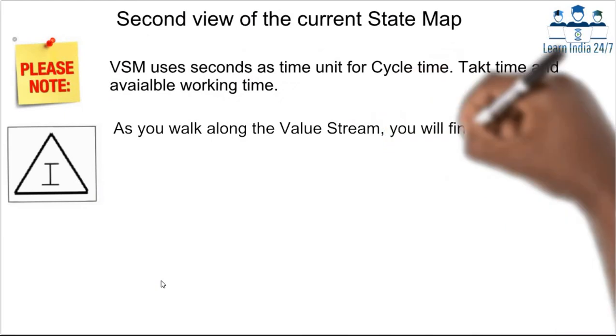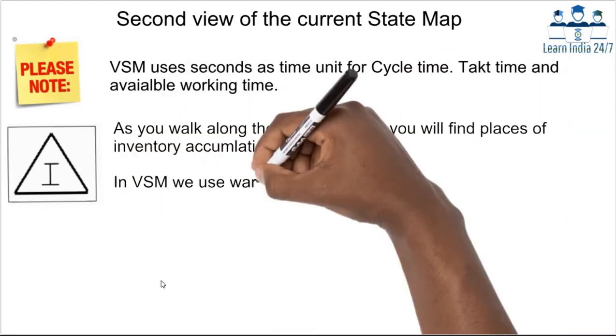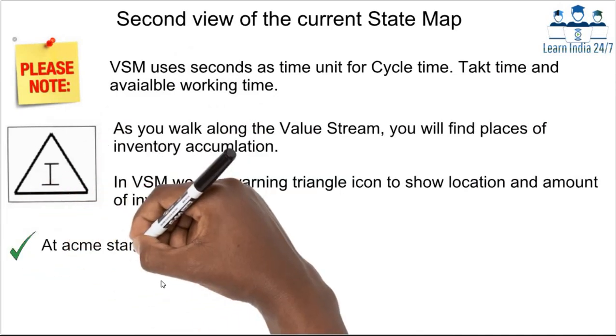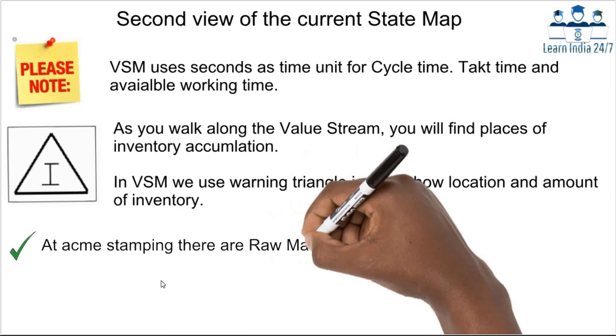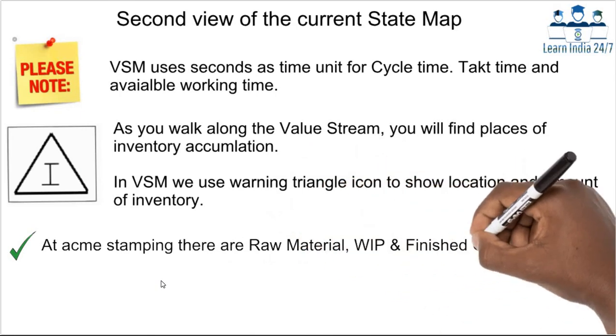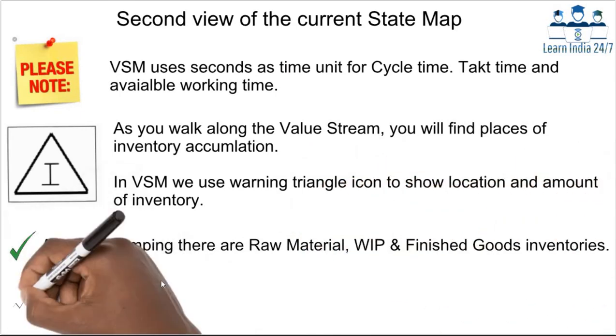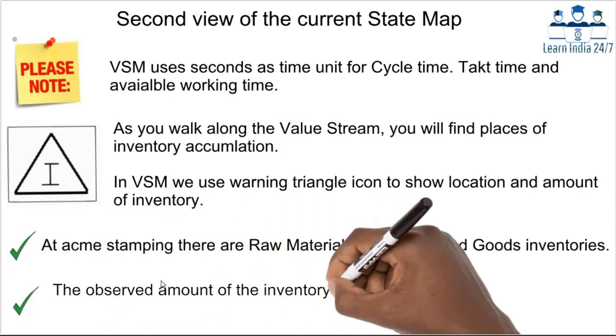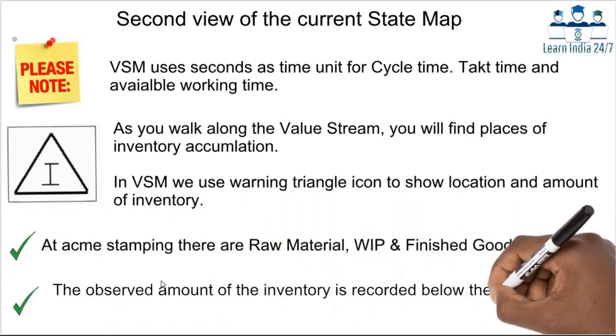As you walk along the value stream, you will find various places of inventory accumulation. In VSM, we use a warning triangle icon to show the location and amount of inventory. At Acme stamping, there are raw material, work in progress and finished goods inventories. The observed amount of inventory is recorded below the triangle.